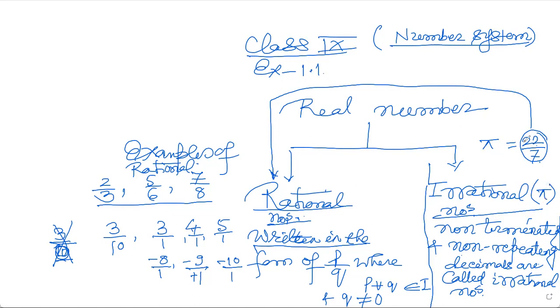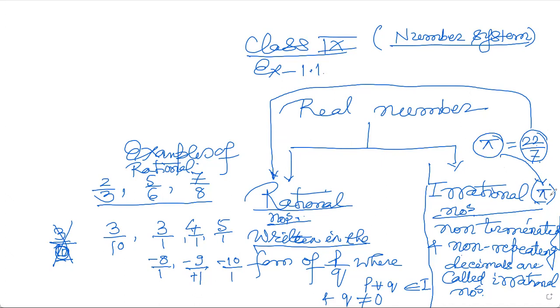But when it is 22 by 7, and then it goes in the definition of rational number, then it is not irrational. But if you write only pi here, that is going to be an irrational number. So this is irrational when pi is written in the form of pi only, and when it is written as 22 by 7, then it is a rational number.